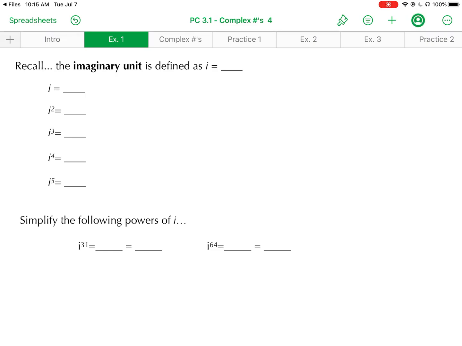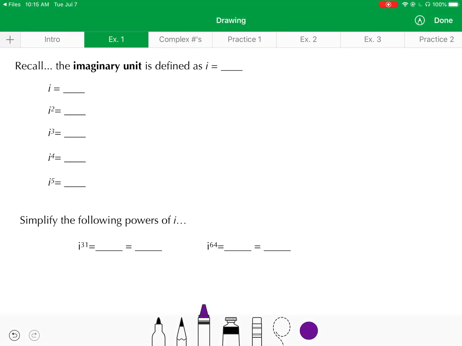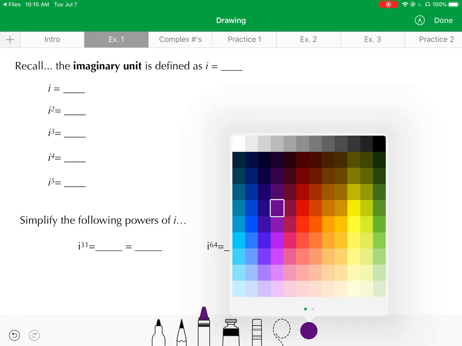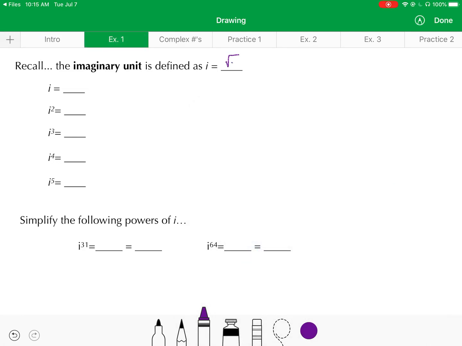Recall it's defined to equal the square root of -1. All right, so we'll fill that in here as well. And recall if I take i and I square it, that means I'm squaring the square root of -1. That's going to result in -1. i cubed would be equivalent to -i.